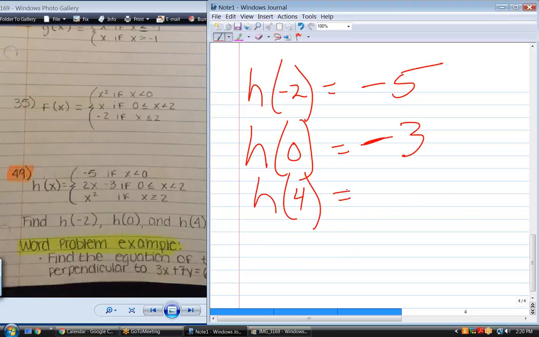H of 4, that would be x squared. Okay, and now what's h of 4 equal to? If the function is x squared, that would be 16. That's what it's called.